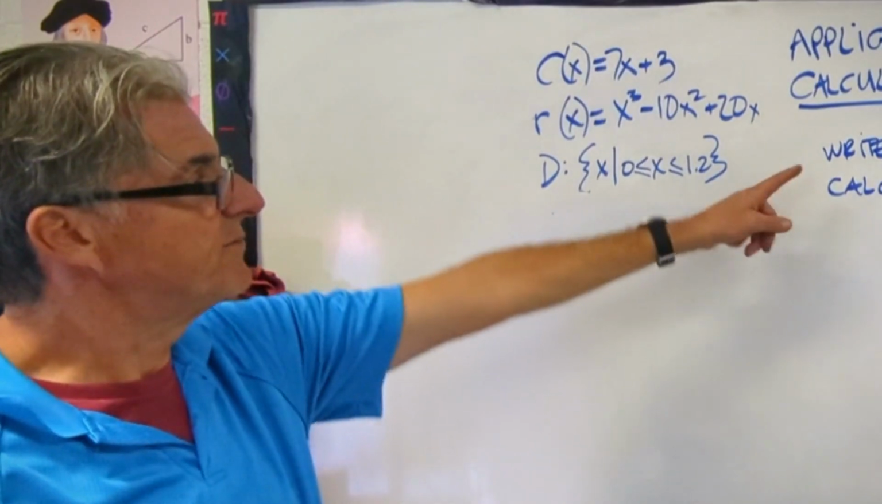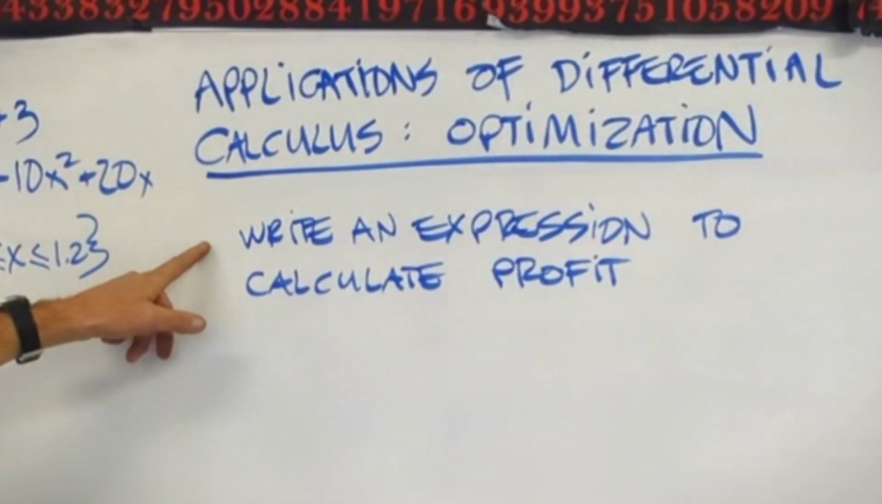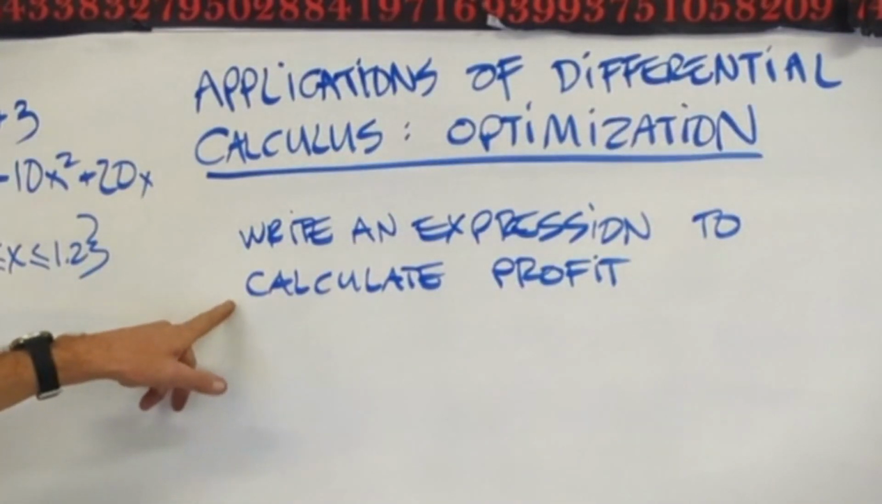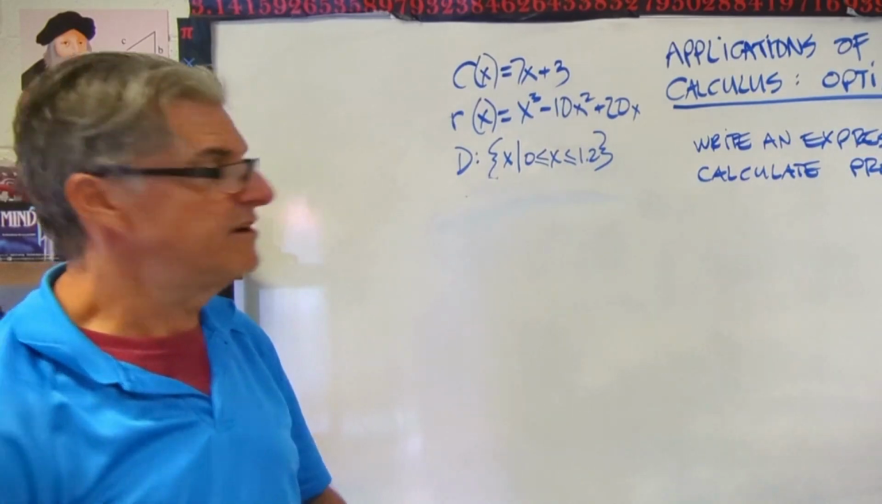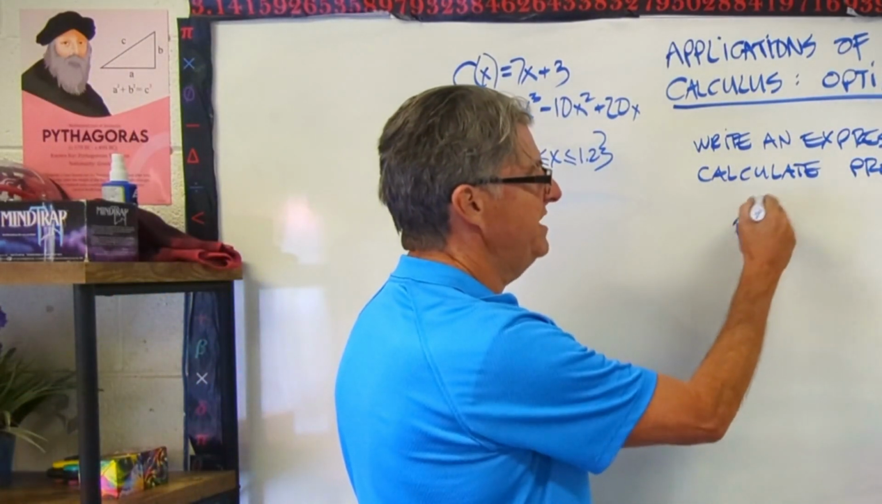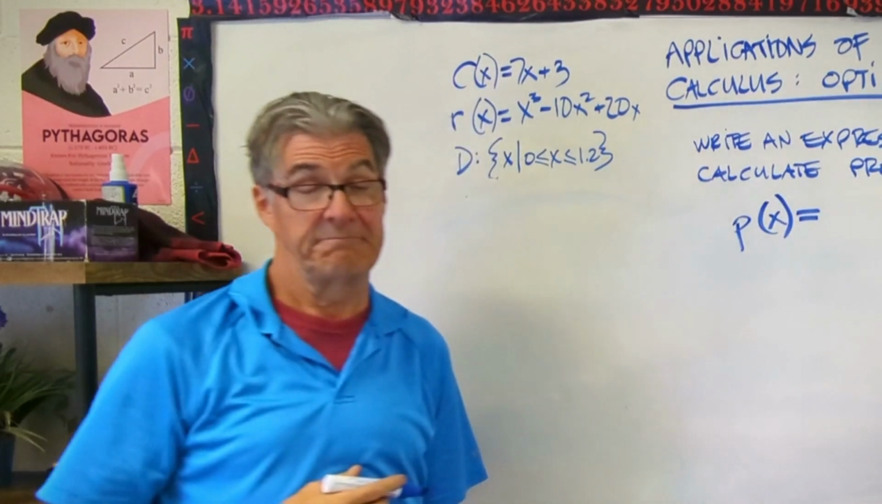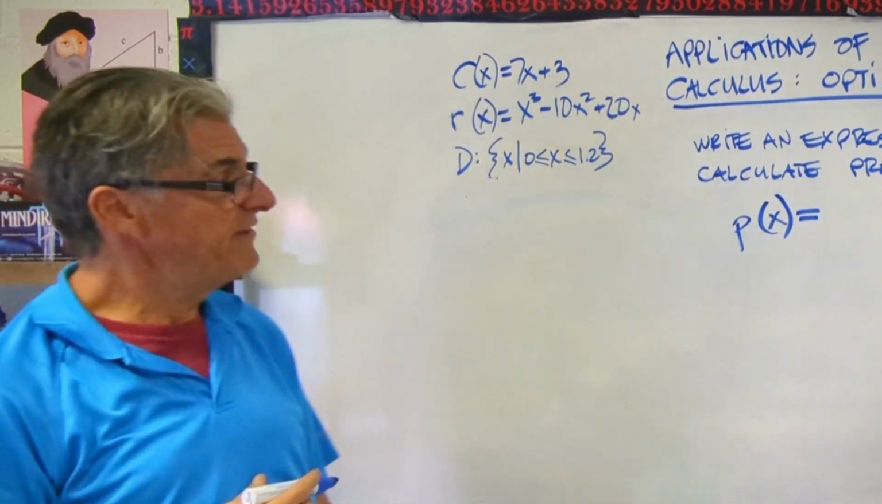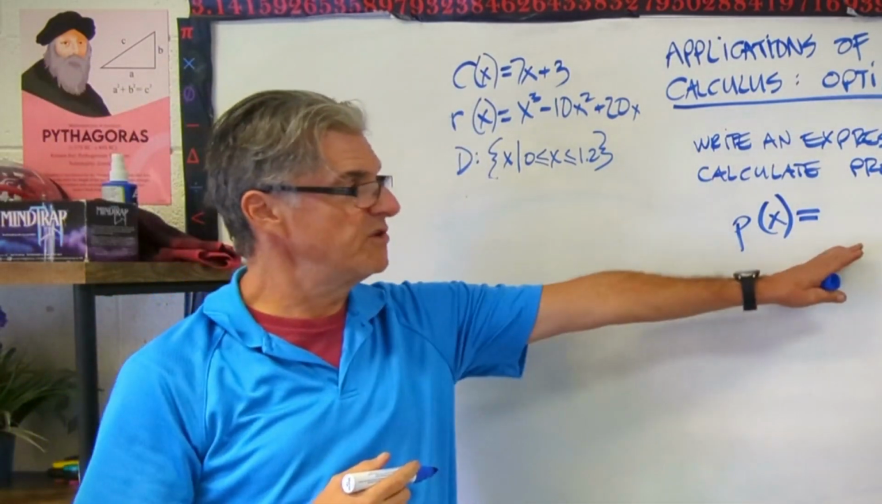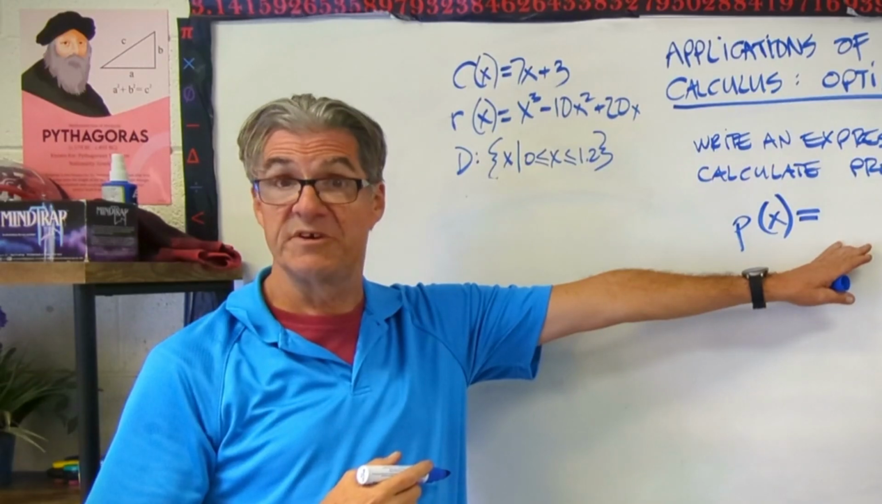Okay, so here's your prompt. Write an expression to calculate profit. I'm going to get you started. I'm going to say P of x for profit is going to equal something. So pause the video and see if you can figure out what goes there. Very simple. We're not putting a lot of algebra in there yet.